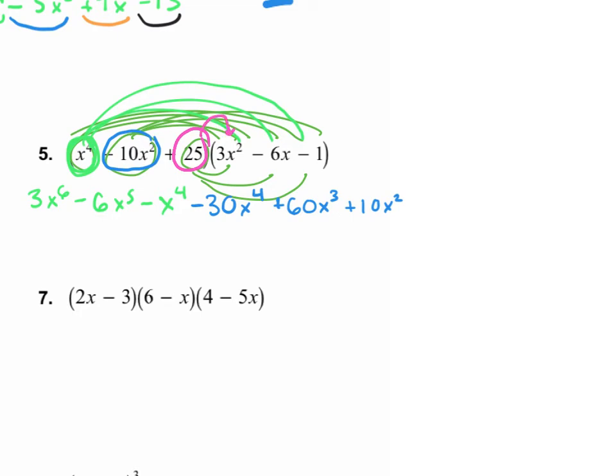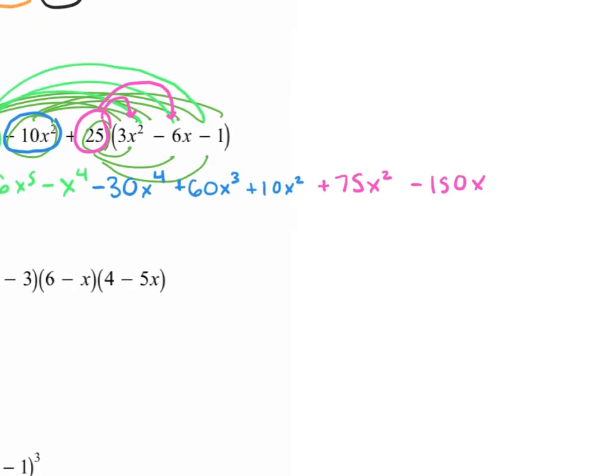Now our third number, 25. So 25 times 3x squared. Perfect. 75x squared. 25 times negative 6x. Negative 150x. And then 25 times negative 1. Negative 25. What do we have to do next here?